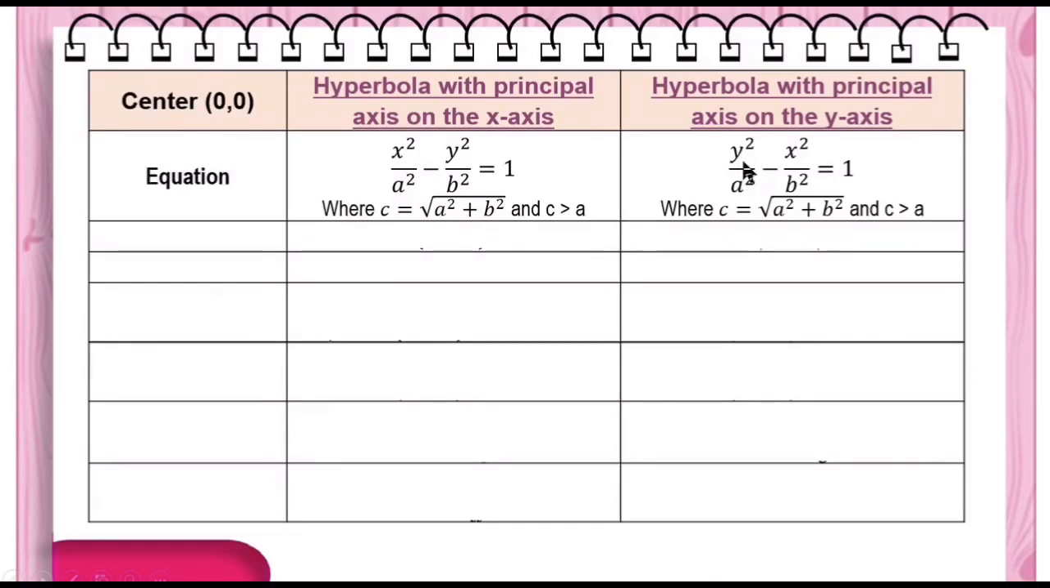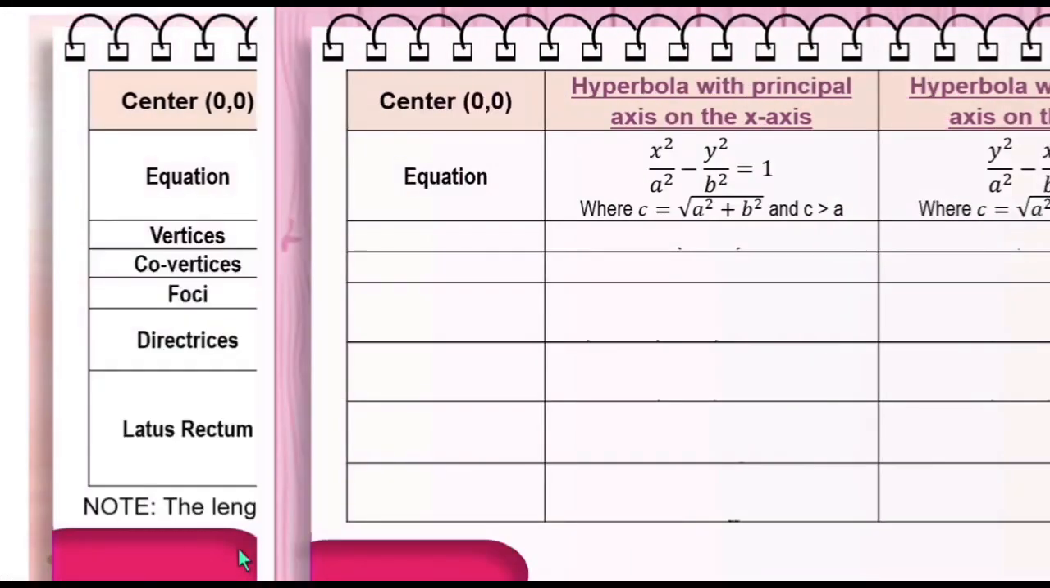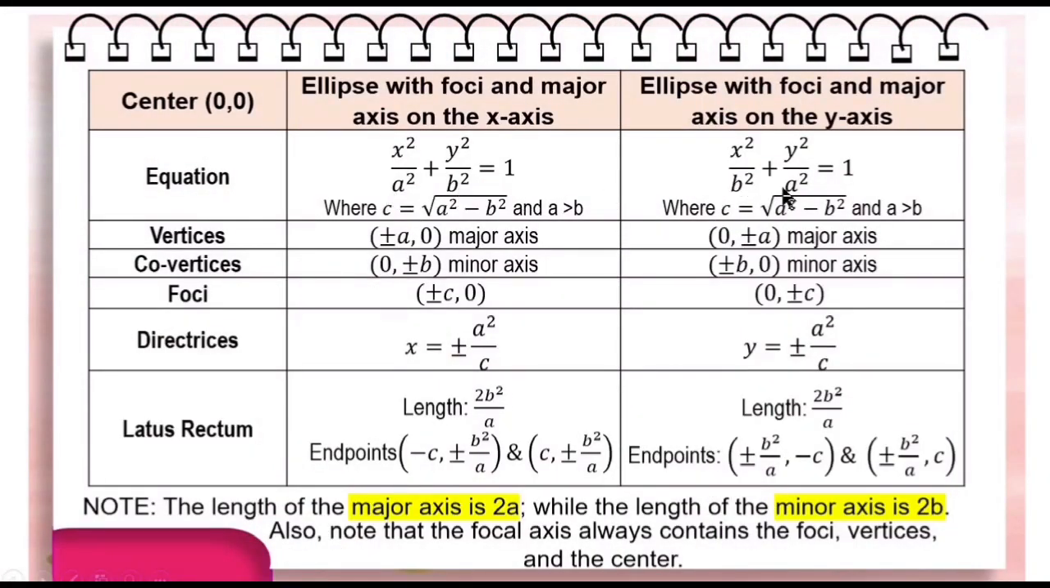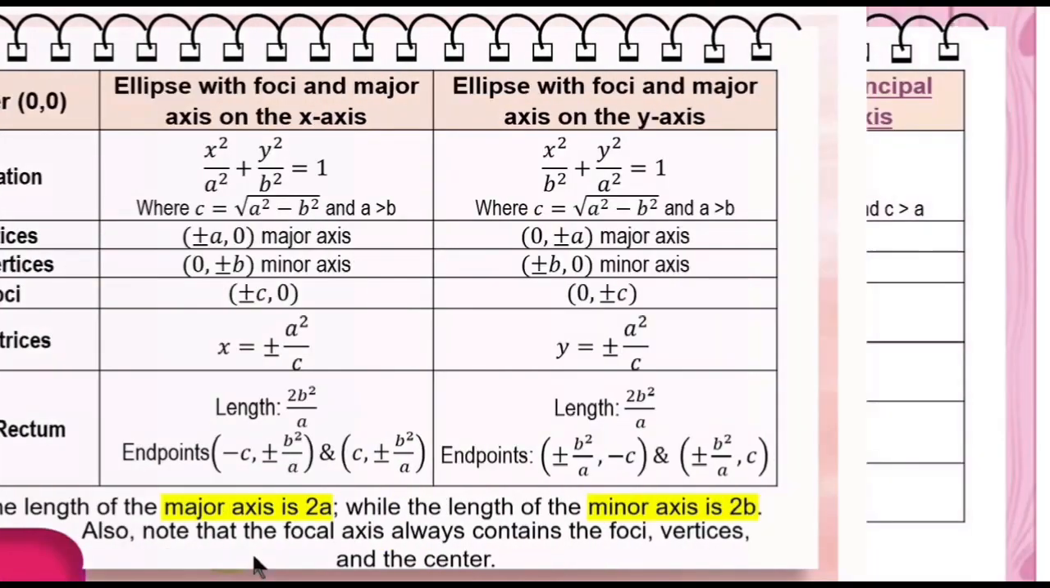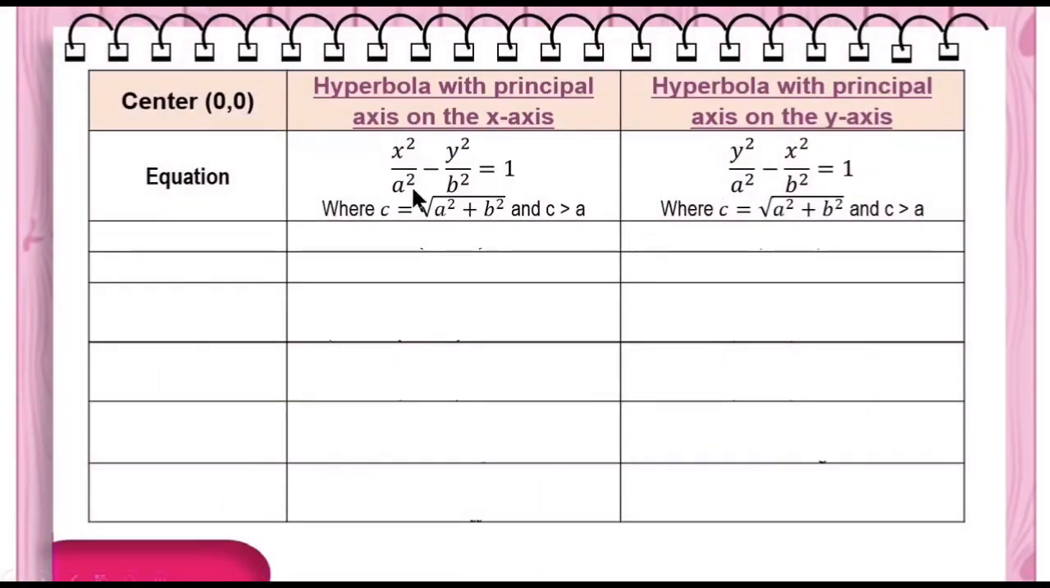Unlike sa ellipse, kung saan denominator ang tinitingnan natin para malaman kung nasa x or y axis ang principal axis. If the denominator of x squared term is greater than the denominator of the y squared term, then the principal axis is the x-axis, and vice versa. Pero pagdating kay hyperbola, hindi na ang denominator ang ating basihan para masabi kung ang principal axis ay nasa x or y axis. Kung x squared ang nauuna dito sa equation, then the principal axis is the x-axis. At kung y squared, the principal axis is the y-axis.